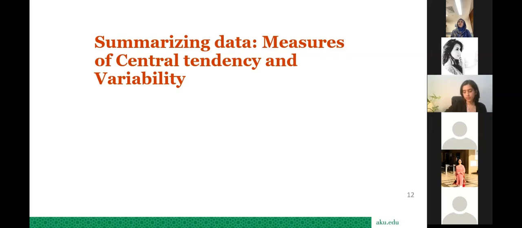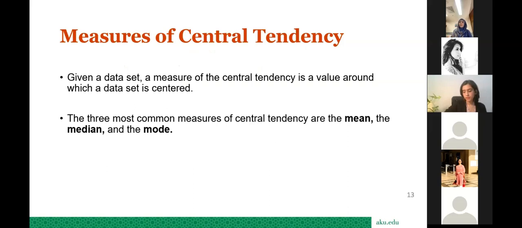So when we talk about quantitative variables specifically, how do we summarize the information? There are two things that I'll be talking about today, and we'll also be doing a hands-on SPSS exercise: the measures of central tendency and variability. So this is how we summarize our data. First of all, what is a measure of central tendency? Given a data set, it is a value around which the data is centered.